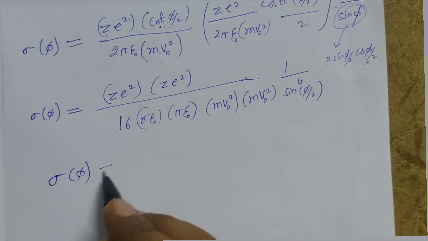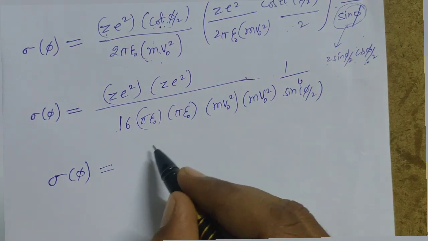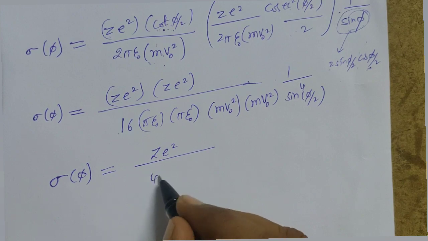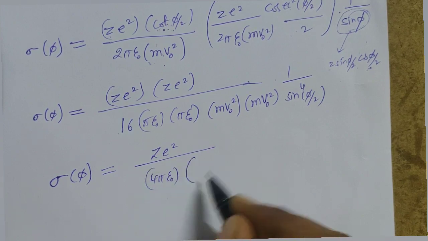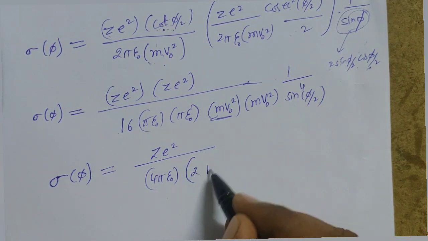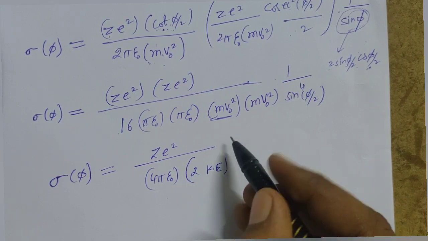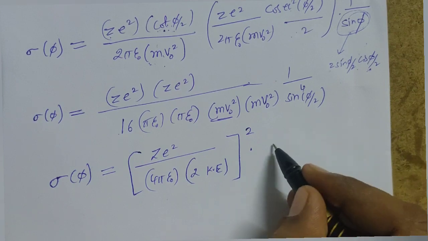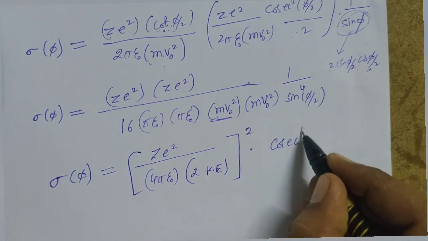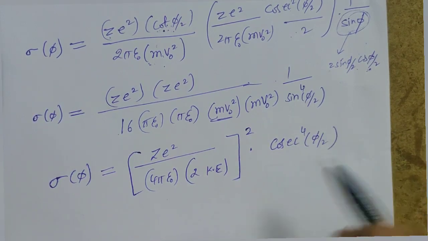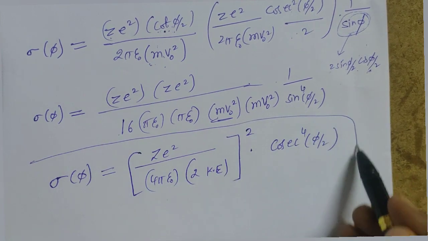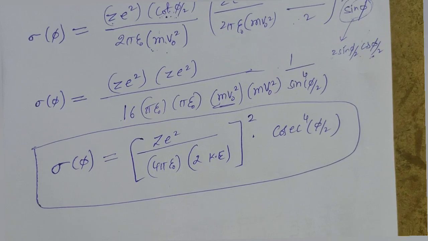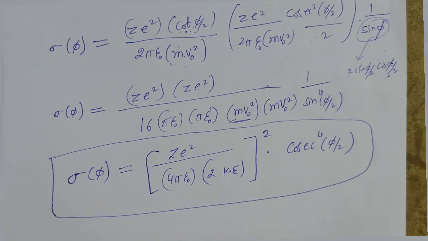Or otherwise we can write it like this: the differential scattering cross section sigma will be equal to ze square divided by 4 pi epsilon naught multiplied by 2 times kinetic energy, and whole square, and 1 by sin power 4 we can write as cosec power 4 phi by 2. So either way you can remember this. Okay, so this is what actually the final formula we required.